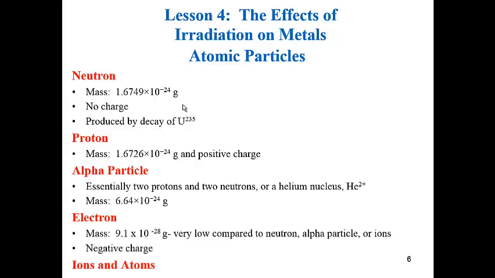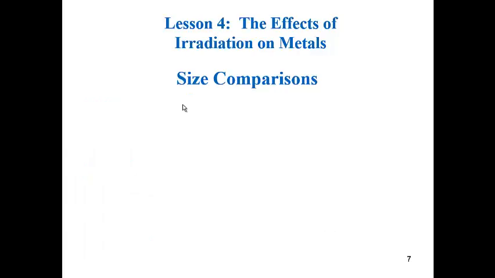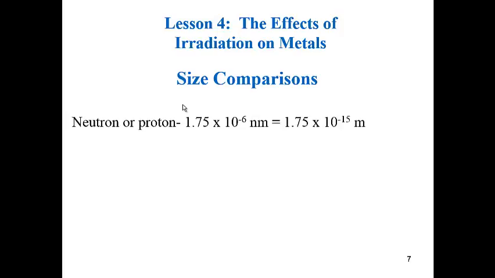We also have ions and atoms that we have to consider from the metal itself. So let's look at size comparisons. I think this is kind of important to get a feel for what's happening when these very small neutrons enter the crystalline lattice of a metal alloy. The neutron or the proton basically have the same size, 1.75 times 10 to the minus 6 nanometers, or 1.75 times 10 to the minus 15th meters.